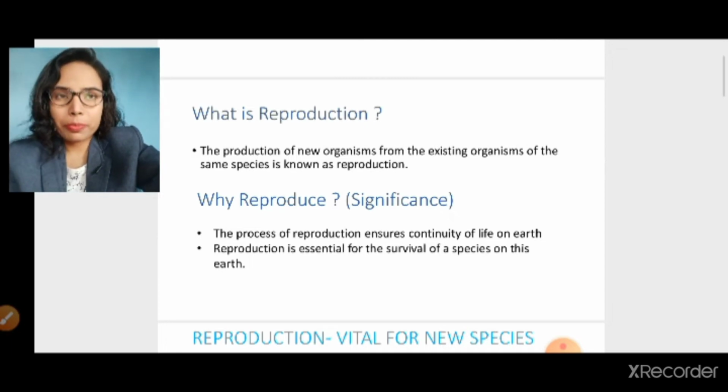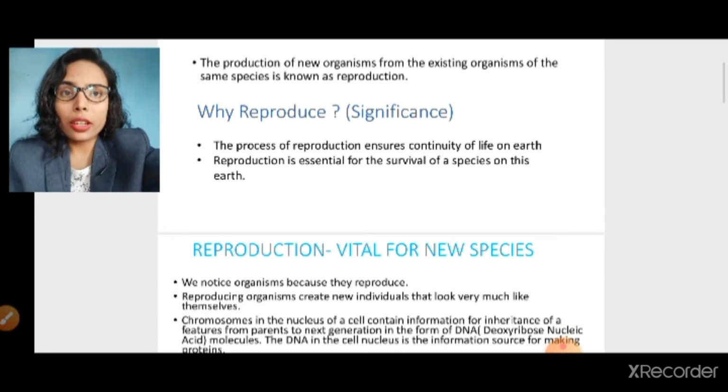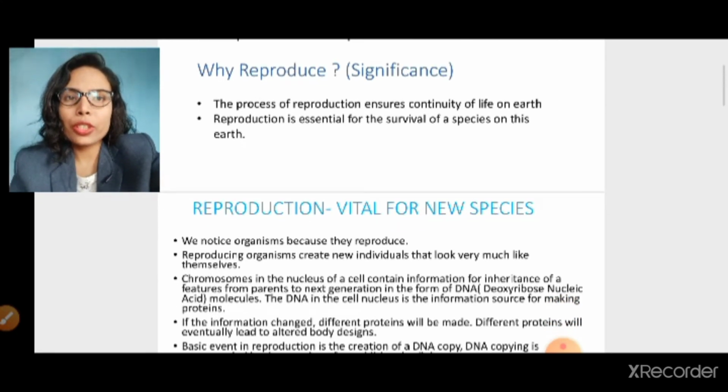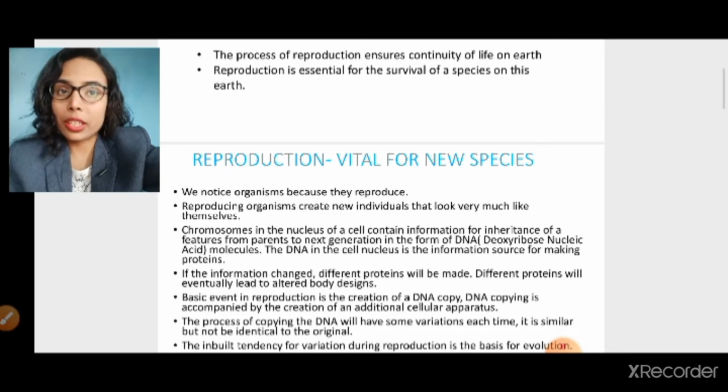You are here on earth because of reproduction. Reproduction is vital for new species. As you know, we notice organisms because they reproduce. If they couldn't, we couldn't see them. Reproducing organisms create new individuals that look very much like themselves. As you see, you look similar to both of your parents, but not exactly. This is due to inheritance. Now let us discuss the next topic.